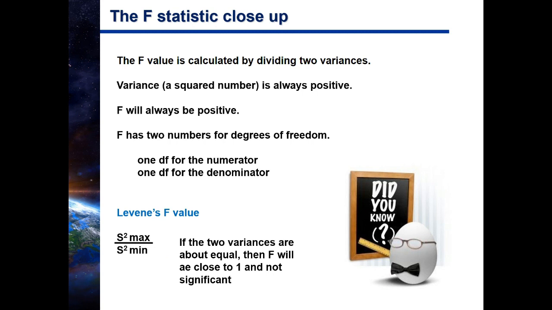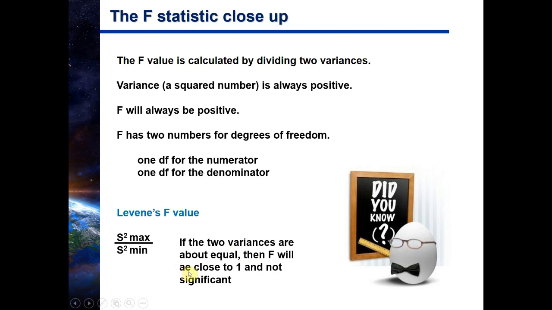Or 3 groups. Doesn't matter, however many groups we have. We're only comparing 2 variances here, right? The biggest and the smallest. And if those variances are approximately equal, then what should the F value equal? F will also be close to 1.